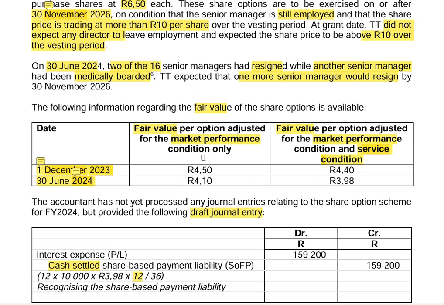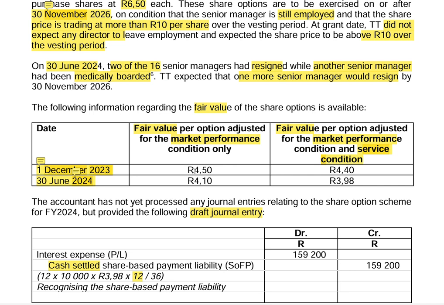So what is important to know here is the fact that the senior managers will receive shares, right? That means this is equity-settled share-based payment. For equity-settled share-based payment, we do not change the share price. So the share price that will be used for our calculation throughout the 3-year vesting period needs to be the share price at grant date.